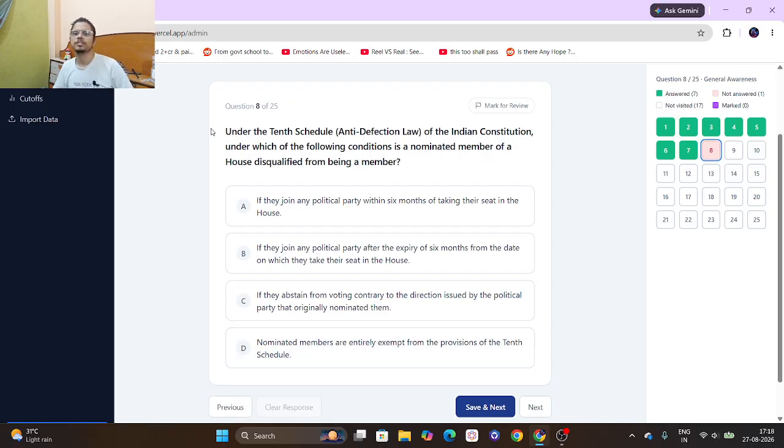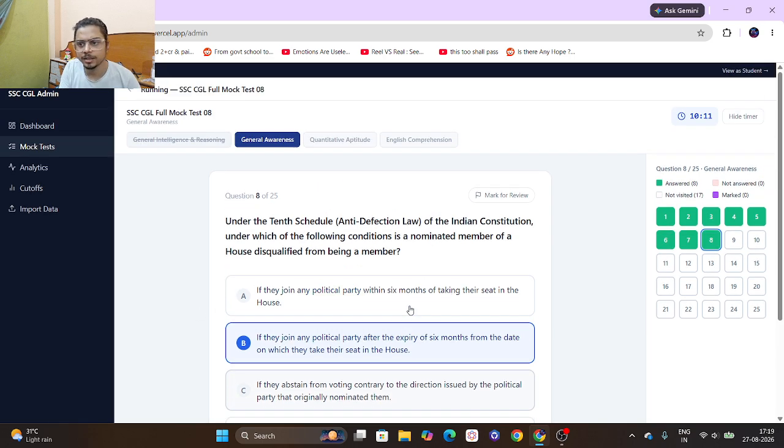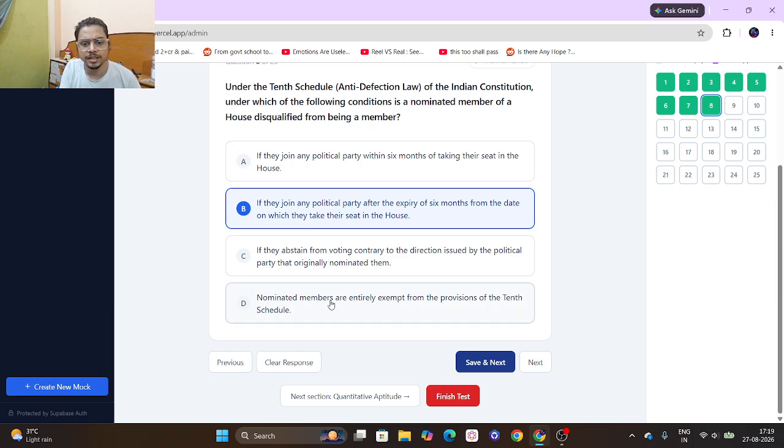Under the 10th Schedule, the anti-defection law of the Indian Constitution, under which of the following conditions is a nominated member of the House disqualified from being a member? If they join any political party within 6 months of taking their seat in the House, are they disqualified? No, then they are not disqualified. If they join any political party after the expiry of the 6 months from the date on which they take their seat, yes, then they are disqualified. If they abstain from voting contrary to a direction issued by the political party that originally nominated them, no, then they are not. Nominated members are entirely exempt from the provision. No.